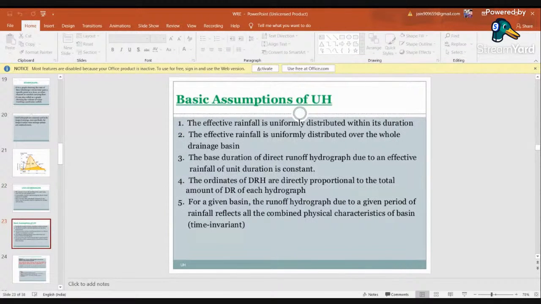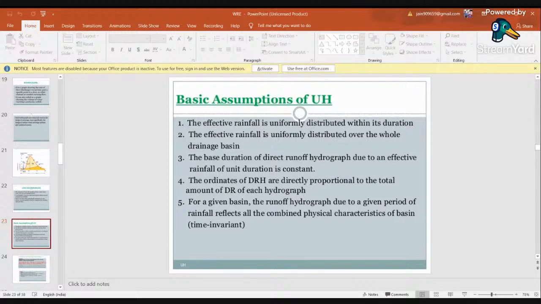There are a few assumptions which we have to make before going for the plot of the unit hydrograph. The effective rainfall is uniformly distributed within its duration. That is, whatever amount of discharge we are plotting, it is uniformly distributed during the catchment period. For example, for 7 hours we have to plot, for 10 hours we have to plot. So the rainfall distribution is uniform. Then the effective rainfall is uniformly distributed over the whole drainage basin. Then the base duration of the direct hydrograph due to an effective rainfall of unit duration is constant.